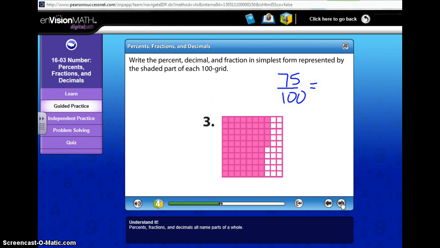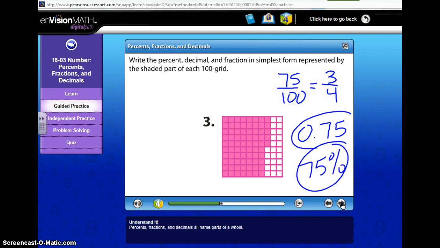Can anybody simplify that for me? You should be able to do that in your head. What's the biggest number you can divide both of them by, Dathan? So you would get 3/4, that is right. What's the decimal way to write 75 over 100? Aiden? 0.75. And what's the percent way to write it? Will? 75%. This and this and this are all the same thing.